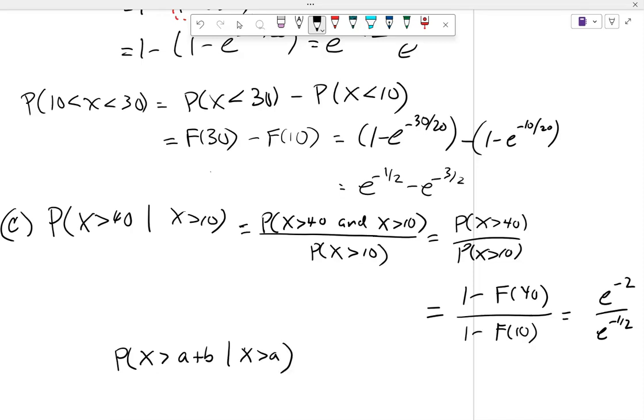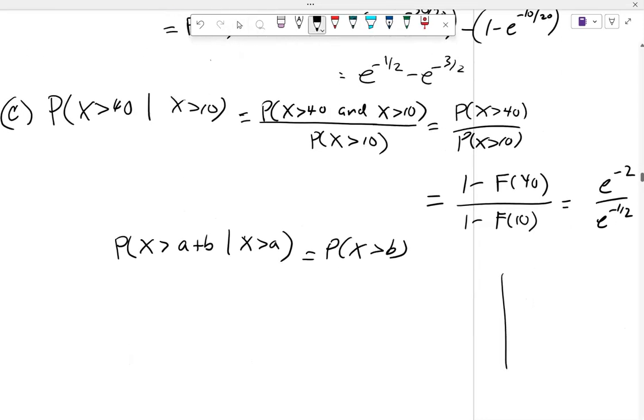If you know that you've gone out A units and you want to go out another B units, that's the same as the probability that you just went out B units. That's what's called the memoryless property. I don't know why I have a hard time saying that word. It's memory with less on the end, but when I put it all together, I have a hard time saying it.